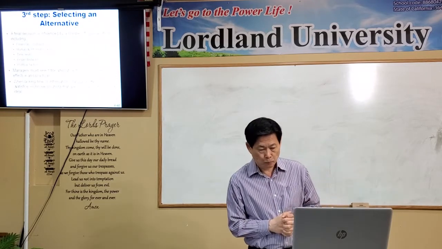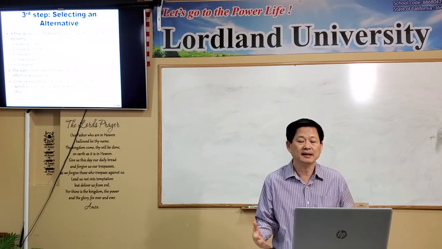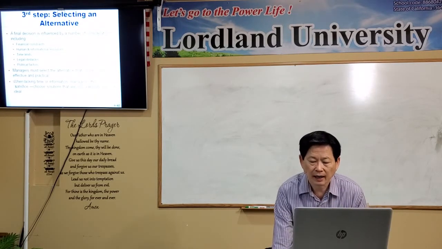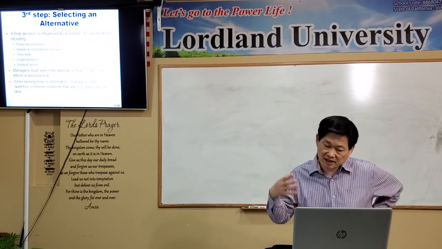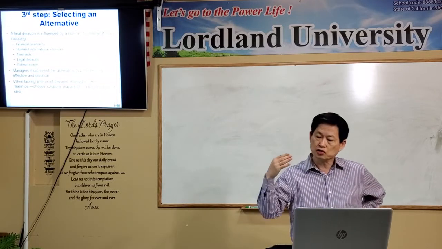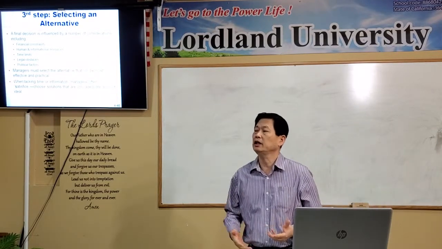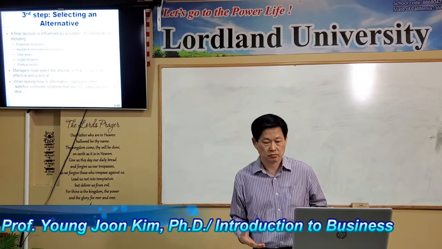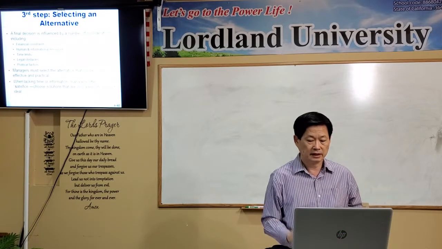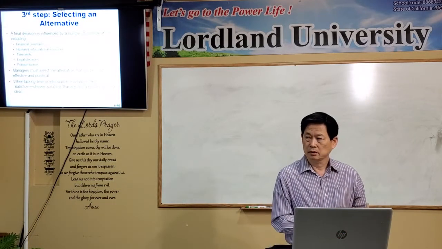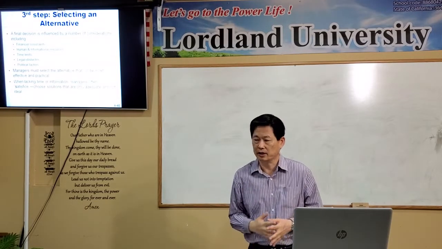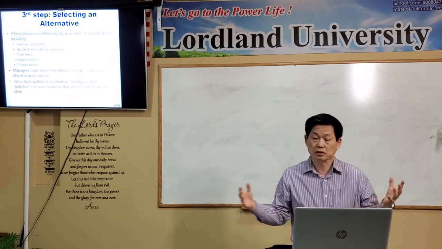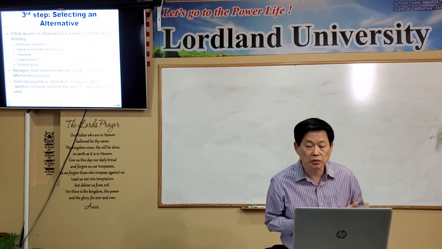Third step, selecting the alternative actions. The final decision is influenced by a number of considerations. These considerations include financial constraints. I do not have enough money in order to attend the school, in order to operate this business. Okay? That is a financial constraint. The living standard is very high in LA County, or the rental payment is too high. Financial constraints, human and informational resources.